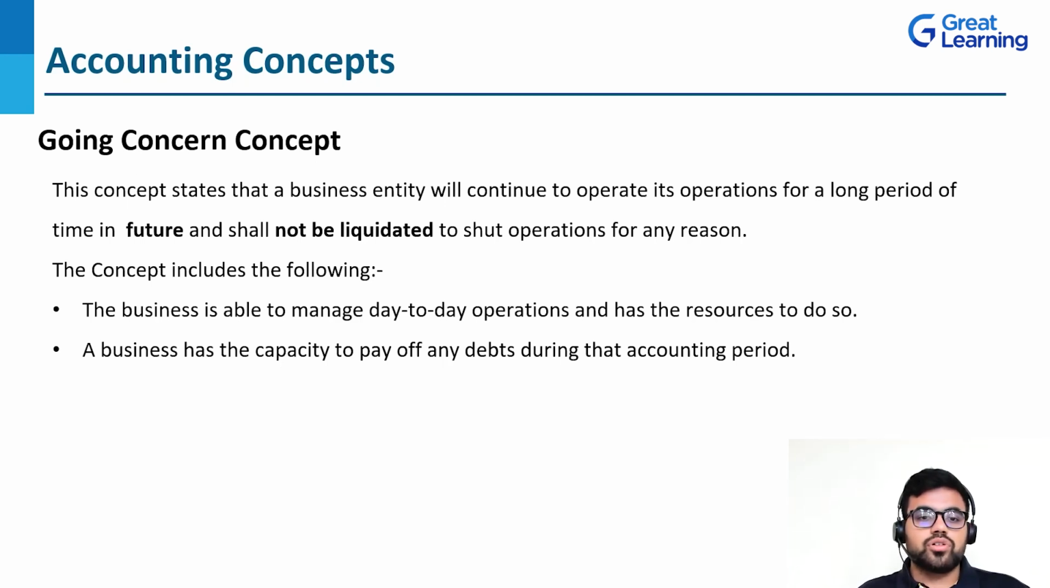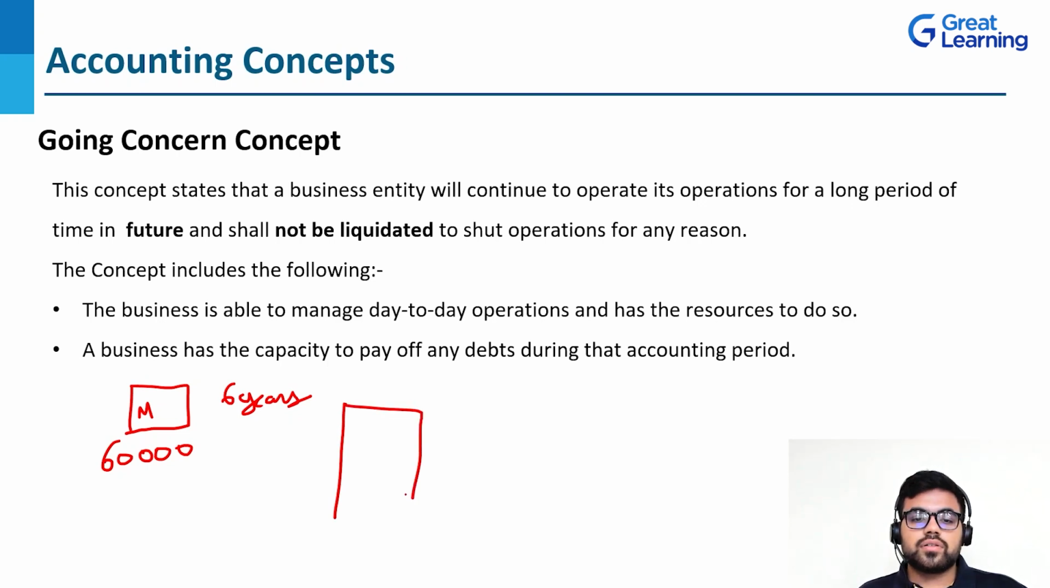Let's take an example. So if the company, let's say, buys expensive machinery of 60,000 rupees, and it assumes that the lifetime of that machine is 6 years. So this means that for all those 6 years, each year the company uses that machine's worth of 10,000.